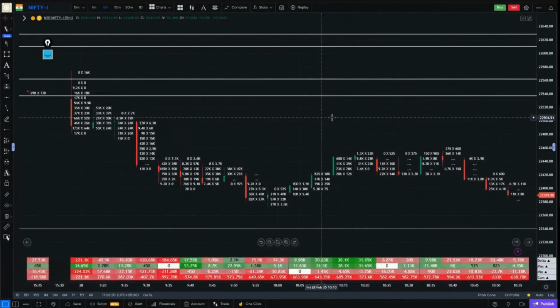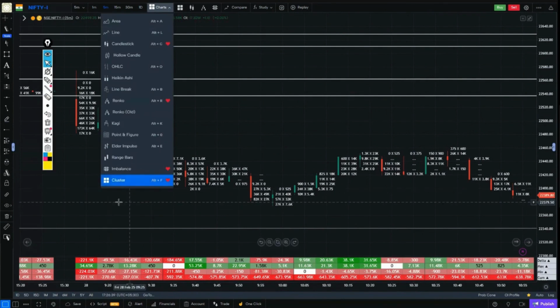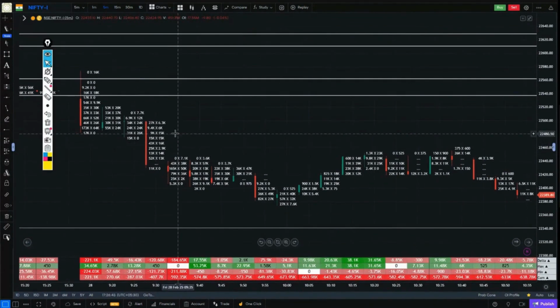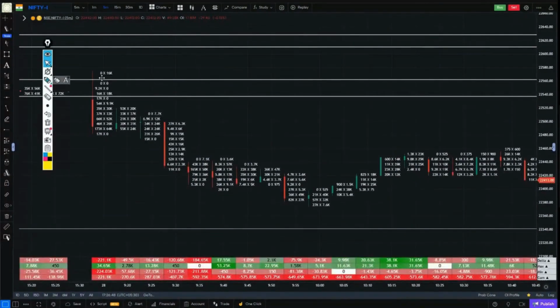Okay. So now we will try to read the footprint. I have set up the cluster chart. We go to charts, we click on cluster, and this chart will pop up in front of you. In this cluster chart, within the footprints, on the right side we have buyers, and on the left side we have sellers. The multiplication sign in the middle is used to separate the two. Okay, let's start from the very basics. So now we will try to read the footprints.